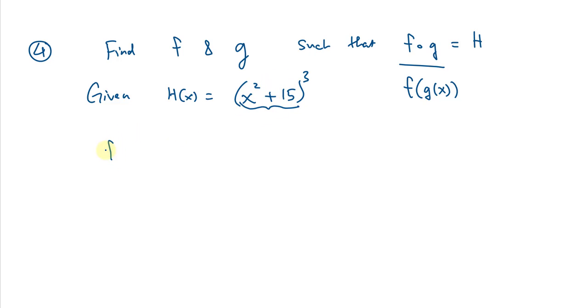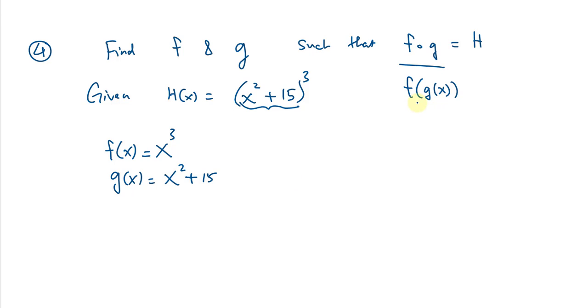So if I write it this way, f is the outside function, and the outside function is the power of 3. So f of x is x to the power of 3. And then g of x is the inside function, which is this whole expression, x squared plus 15, right?